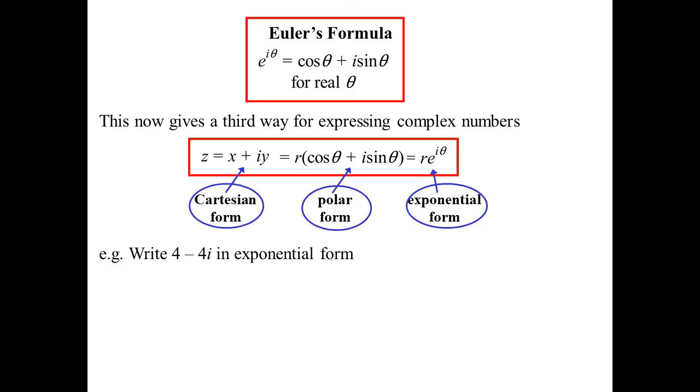So now, 4 minus 4i, if I want to put that in exponential form, remember we already found the modulus and the argument of that. It was 4 root 2 for the modulus, minus pi on 4 for the argument. So if I was now to put that in exponential form, it'll become 4 root 2 e to the power of minus i pi on 4.